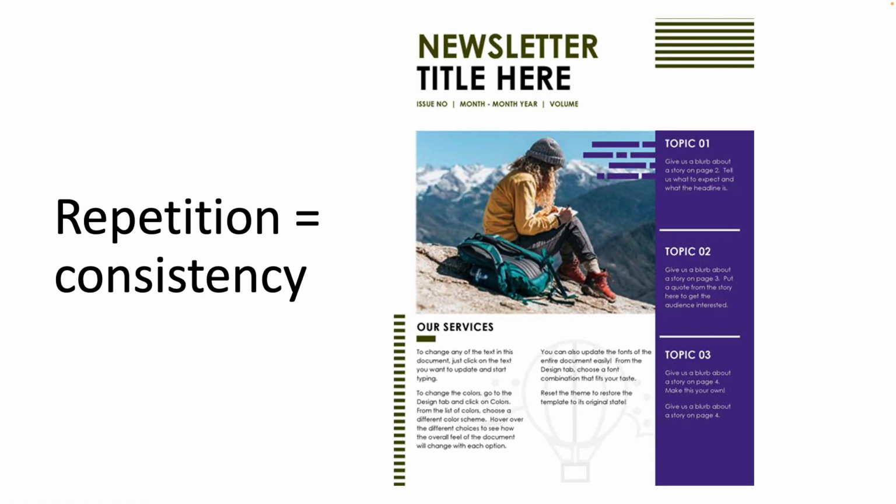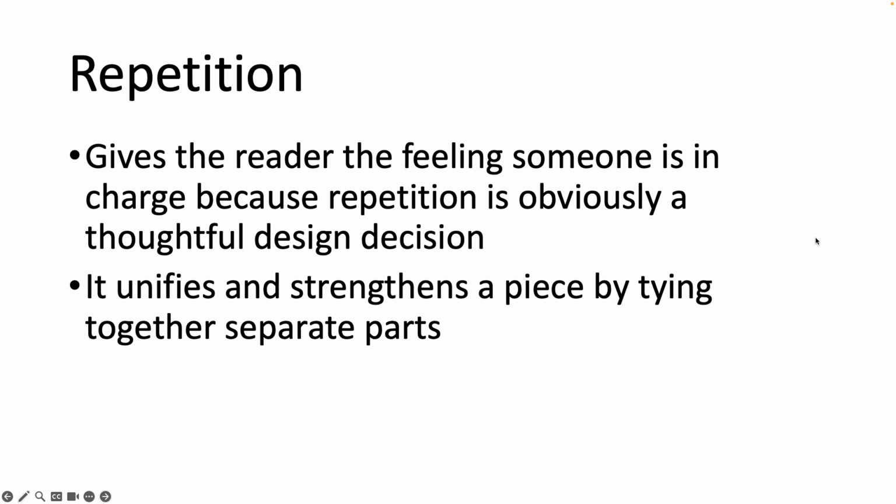Something that looks like this, where these little lines occur, those are graphic elements. So those are being repeated to show you that this is all part of the same design, right? The use of the color purple is repeated. Fonts are repeated. So it all looks like it goes together. Repetition gives the reader the feeling someone's in charge because repetition is obviously a thoughtful design decision. So basically you're saying we're doing things intentionally with repetition. It unifies and strengthens a piece by tying together separate parts.